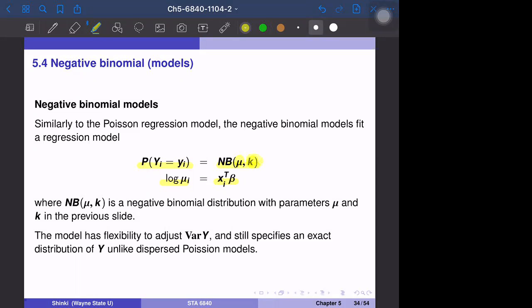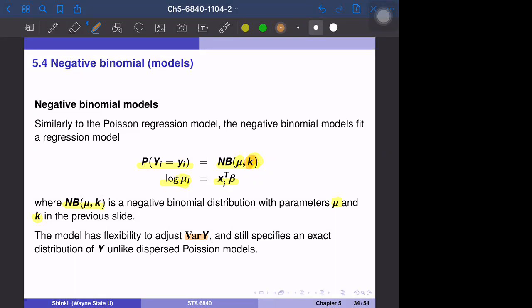And here the k is an additional parameter. At first, NB(mu, k) is the negative binomial distribution, and mu and k are the parameters. This means that the mu part is very similar to the Poisson distribution, but we have an additional parameter k, so we can flexibly adjust the variance of y. So often it leads to a more accurate model.